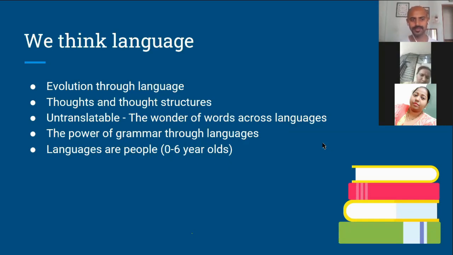So these are the things that happen when you learn different languages. Now, the age when this happens, the strongest is 0 to 6 years old. So this is the age group when children start associating people with languages.